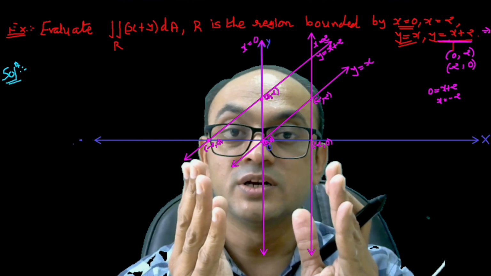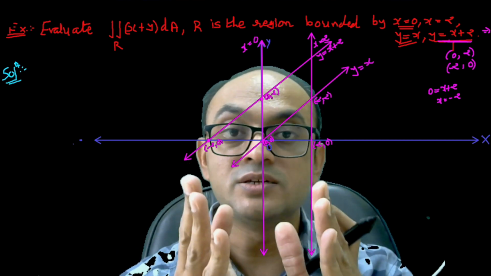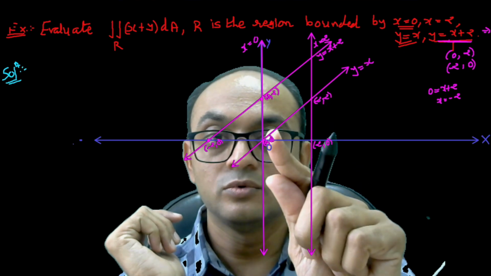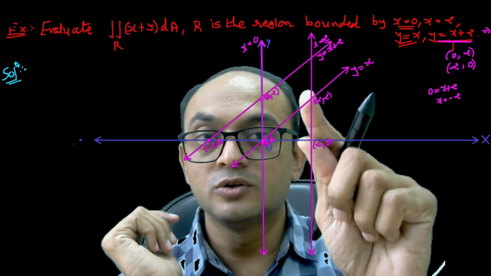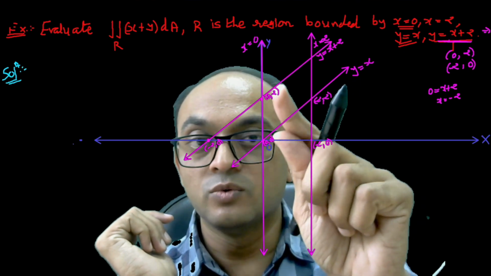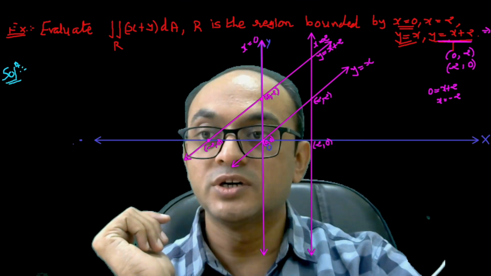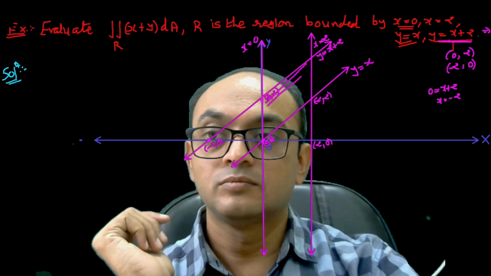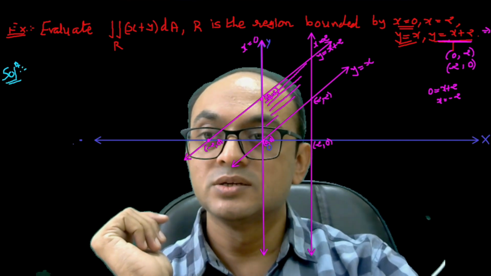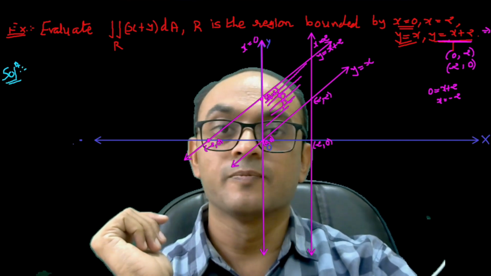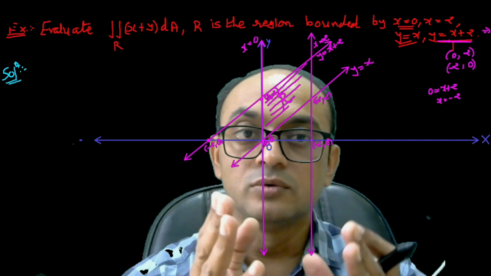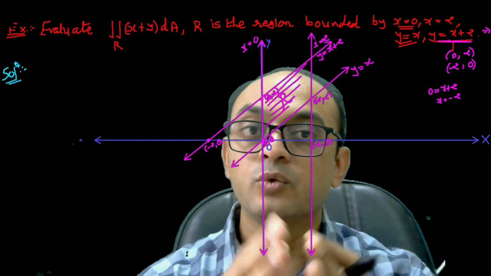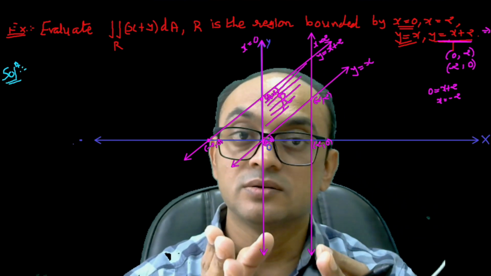Right. Now the question is, what is our region? The region is bounded by these 4 lines: x equal to 0, y equal to x, x equal to 2, and y equal to x plus 2. So which portion is coming? This is the portion. This is our region R. Right. Now once the region R is fixed, then we are able to write the limits.